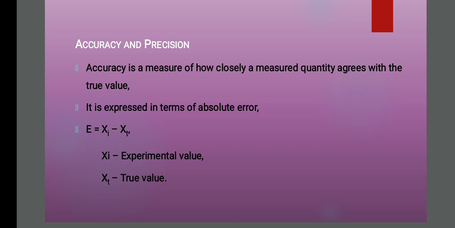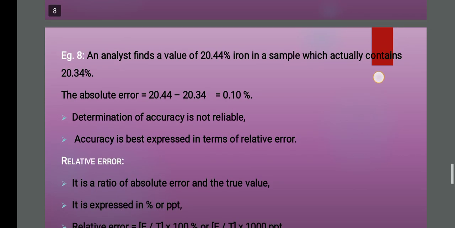Is it clear for all? Shall I go with the next one? So accuracy is a measure how closely a measured quantity agrees with the true value. It is expressed in terms of initially absolute error, and absolute error is nothing but difference between the true value and the experimental value. So you have to subtract the true value from the experimental value. You will get the answer for absolute error. Okay. So now we can see with an example.